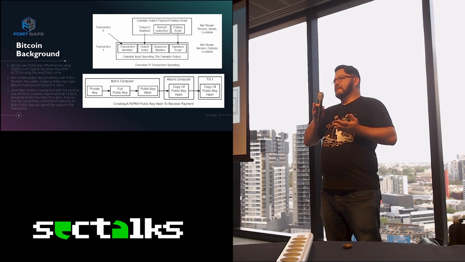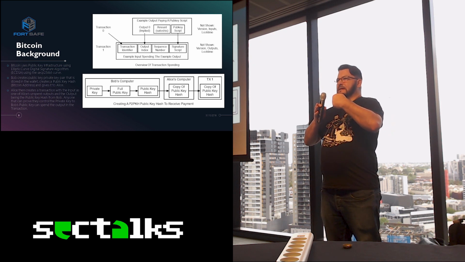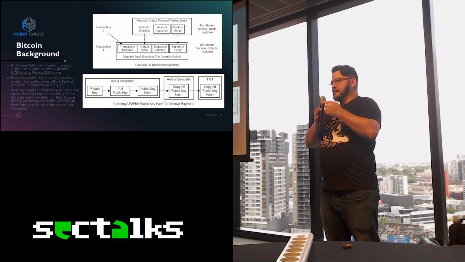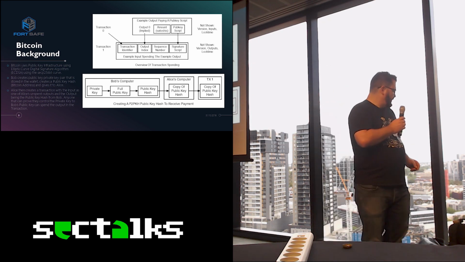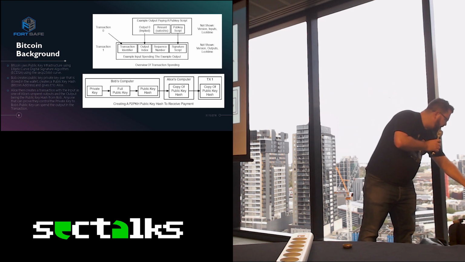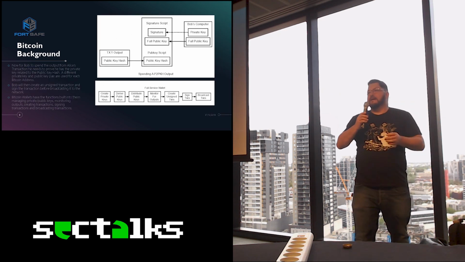So transaction one is created with the output, or the signature of Bob's public key pair, so that it can be verified that it's being sent to Bob's address. Hopefully I haven't confused it too much there.